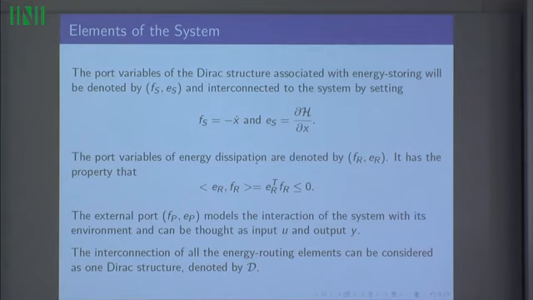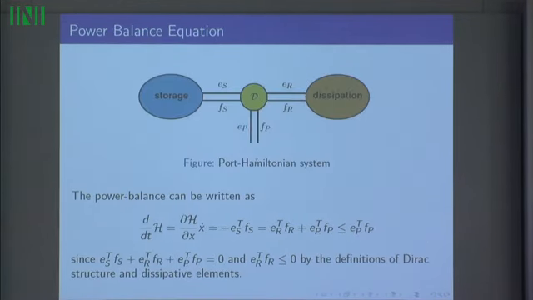When we are connecting systems, one way to do it is to trade the input of one system for the output of the other system, and the output of one for the input of the other. We also have energy routing elements, which can be considered as one Dirac structure, since the composition of Dirac structures is again a Dirac structure. So a Port-Hamiltonian system in a nutshell looks like this. We have storage elements, Es and Fs, connected to the Dirac structure, dissipation, Er and Fr, and open-ended ports, so it can interact with the environment or other systems.